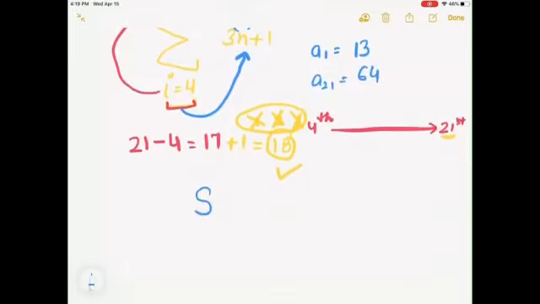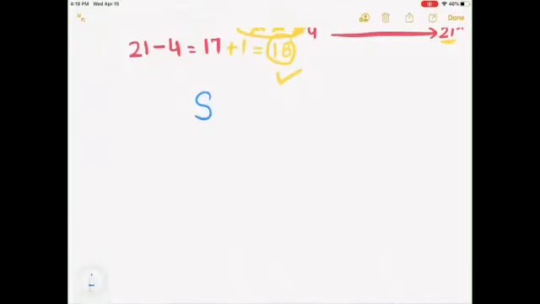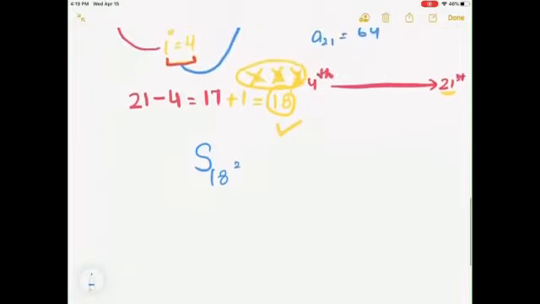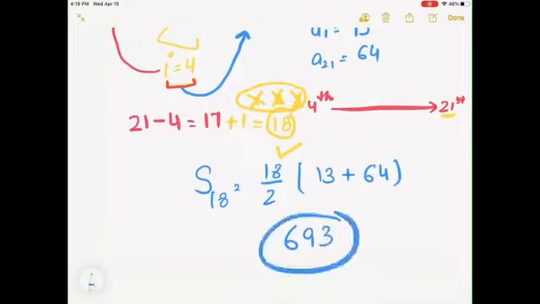Now the last step is pretty much just to use that sum equation. So this is the sum of 18 terms. Sum equation: n over 2, or 18 over 2. First term is 13, added to 64. If I combine and simplify, finally my answer would be 693.